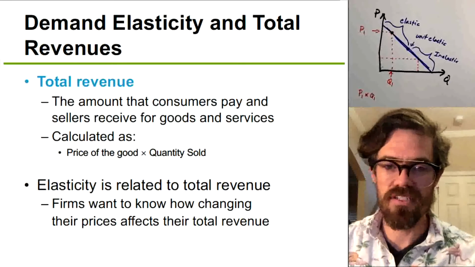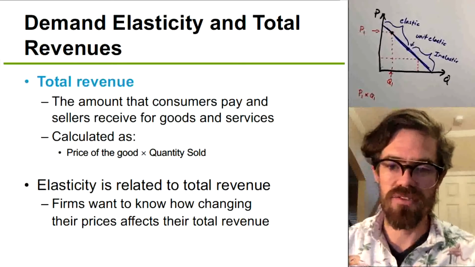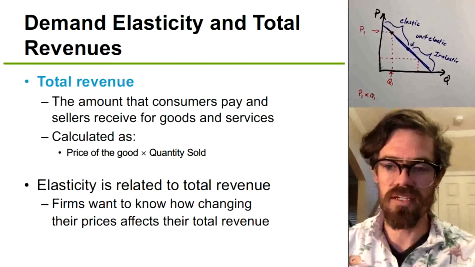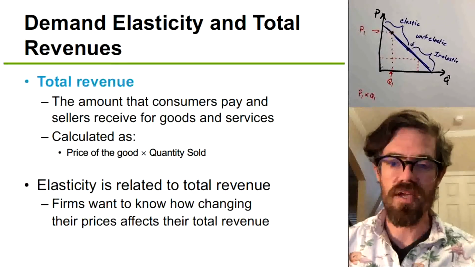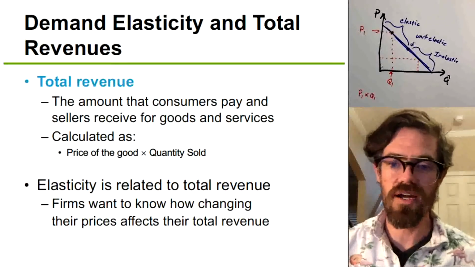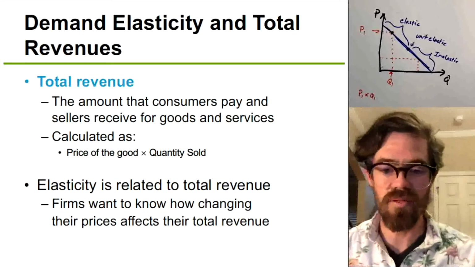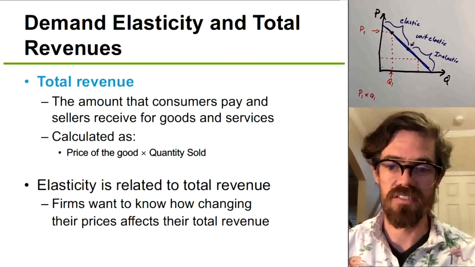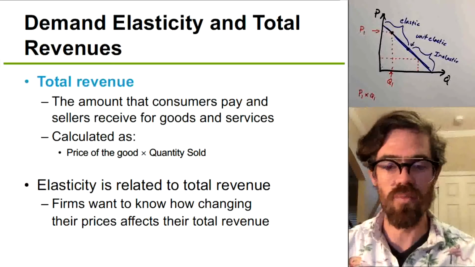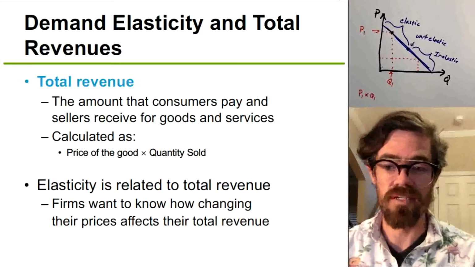Okay, and as it turns out, elasticity is related to total revenue, and this is important because firms may want to know how changing their price is going to affect how much money they make. In fact, if you ever plan on owning a business, this is something that you would want to particularly pay attention to.